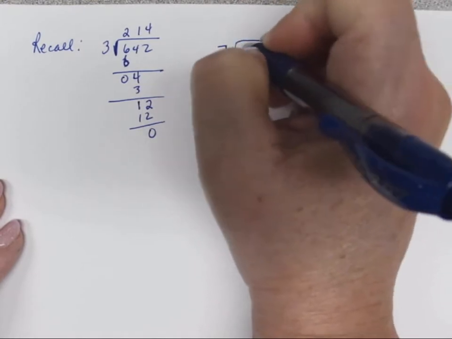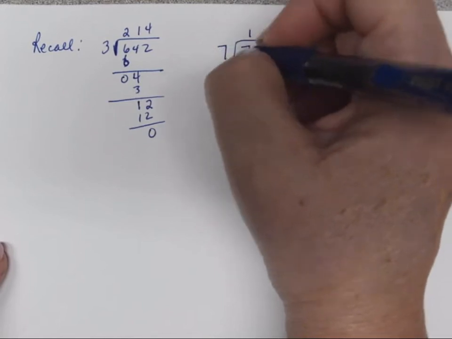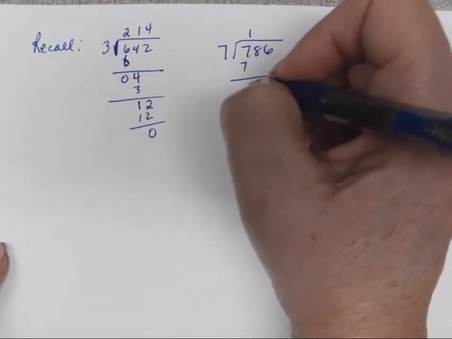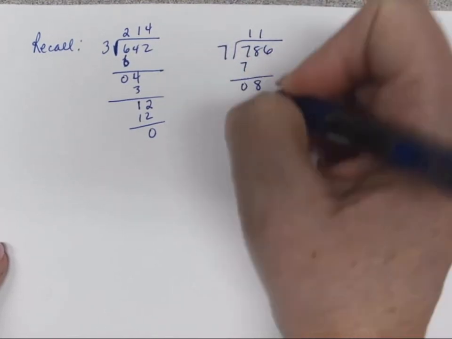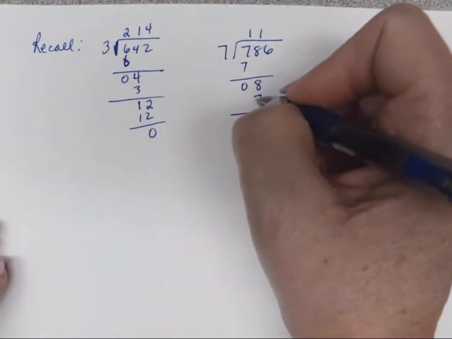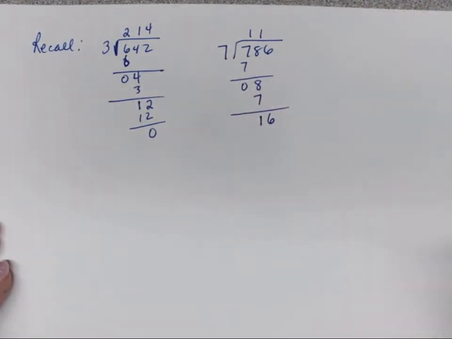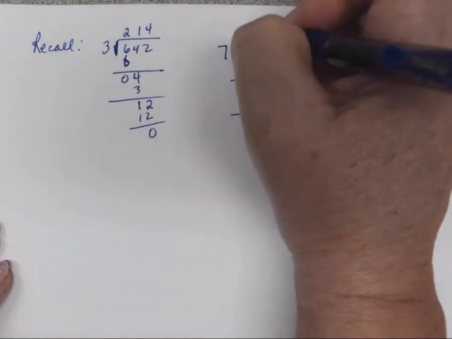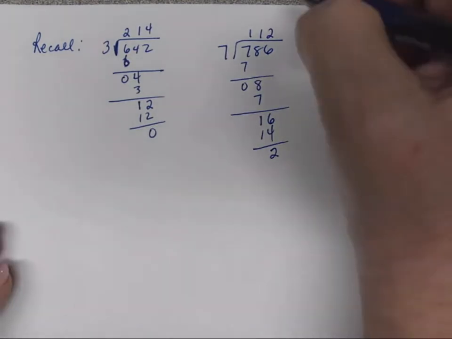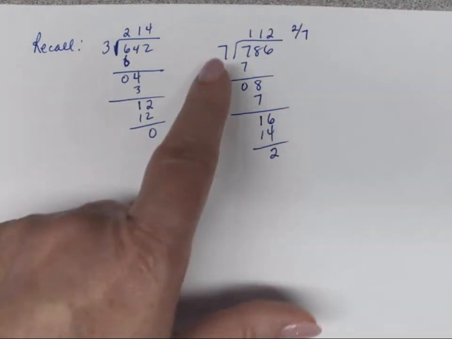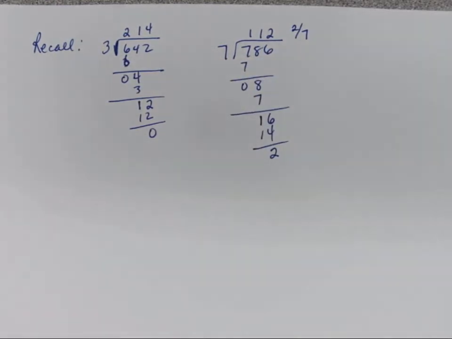So 7 divides into 786. Well, 7 goes into 7 one time. 1 times 7 is 7. Draw the line. We got the 0 there. And then we bring down the 8. 7 goes into 8 one time. 1 times 7 is 7. 8 minus 7 gets us 1. Bring down our 6. 7 goes into 16 two times. 2 times 7 is 14. When we subtract, we get a 2 left over. So we wrote that over what we were dividing by. So it was 2 over 7.